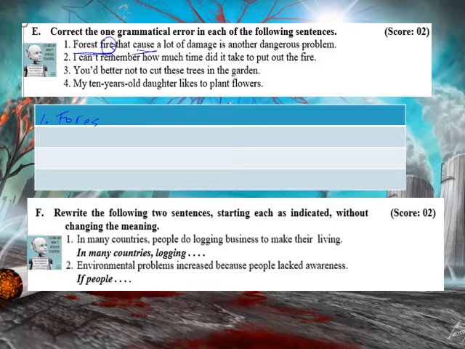Forest fires that cause a lot of damage, and you must write out the sentence completely. Okay, number 2, Salema. I can't remember how much time did it take to put out the fire. It should be I can't remember how much time it took. So we wanted to change the tense of take to took and remove the auxiliary that doesn't belong.